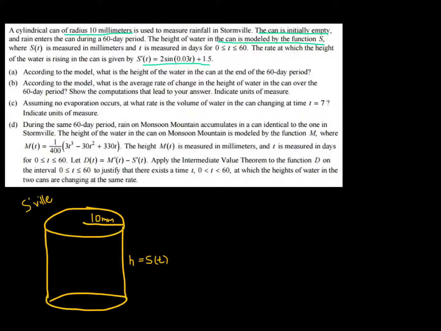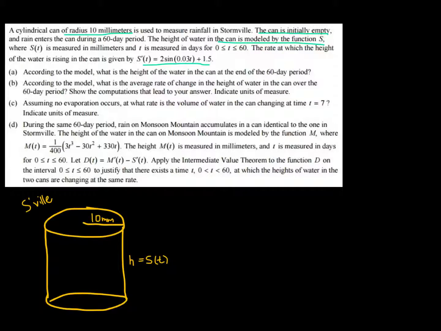All right, this problem can be made a lot easier if you make some key insights in the introduction. A cylindrical can of radius 10 millimeters is used to measure rainfall in Stormville. That's big because we know that the radius of the cylindrical can is constant. The can is initially empty and rain enters the can during a 6-day period. This is important. This is telling me an initial condition.